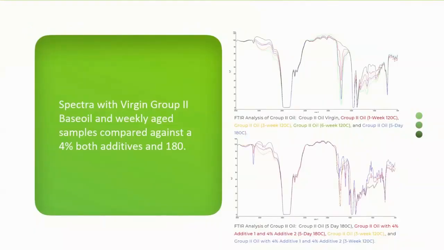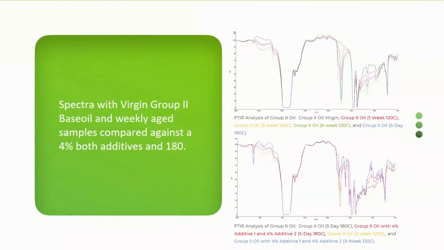In the current slide, we will look at the spectra with virgin group 2 base oil and its weekly aged samples compared against 4% of additive 1 and additive 2 at 180 degrees. The first thing we'd like to point out is that the top image shows the actual progression in the formation of the carbonyl peak at 1710. As you can see, it did not take long for the peak to arrive. After a week, we see a predominant peak at 1710.